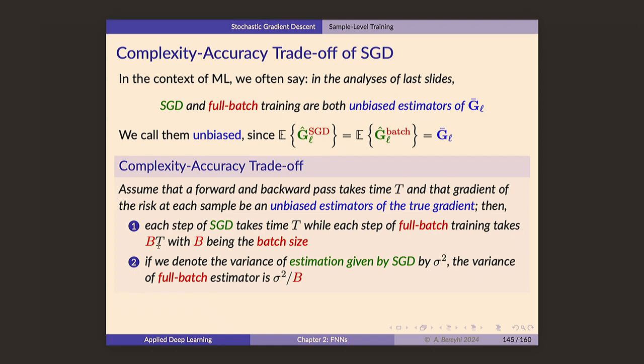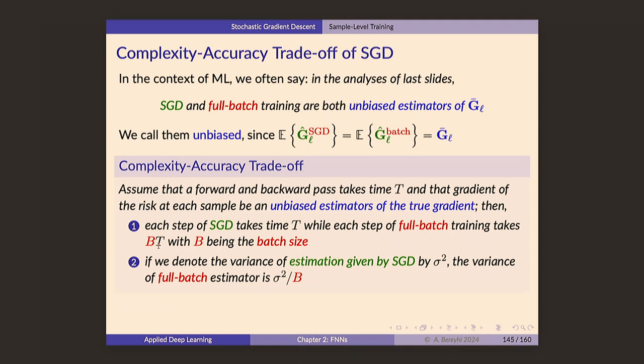So say for example the amount of time we spend is t seconds to just do a complete forward backward computation, okay? And then if I want to do just one iteration with the full batch, I need b times t seconds. Whereas if I want to do sample level stochastic gradient descent, t seconds is enough to just finish one iteration. So this is the complexity gain that I'm going to get using a stochastic gradient descent, but I'm going to have higher variance in my estimation.